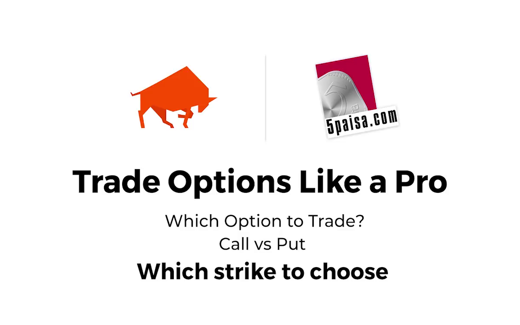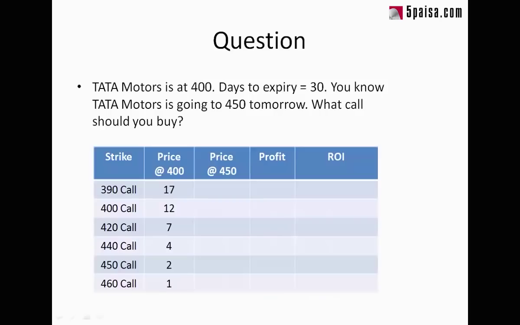Let's start with an example. Tata Motors is trading at 400 rupees. There are 30 days left for expiry. Let's say that you somehow know Tata Motors is going to go to 450 tomorrow.